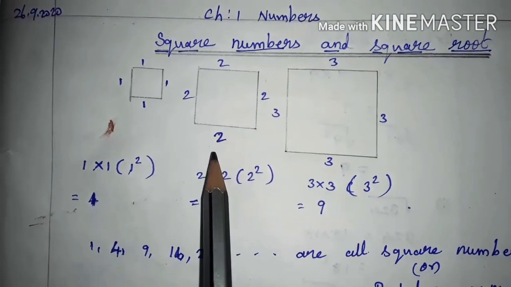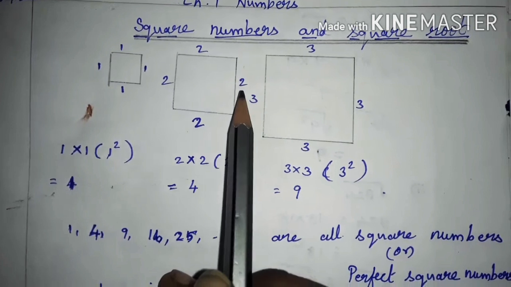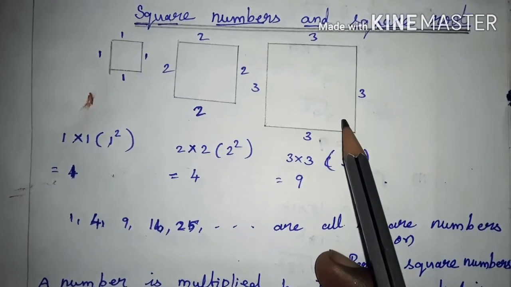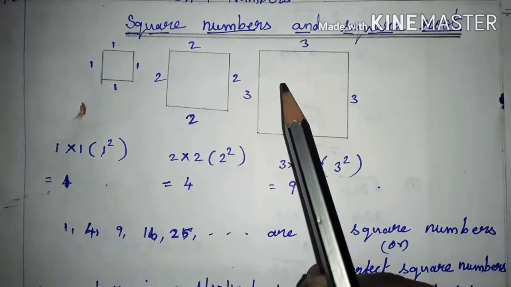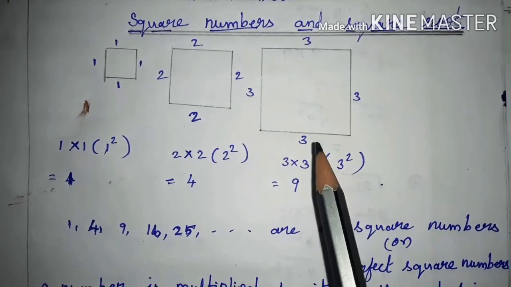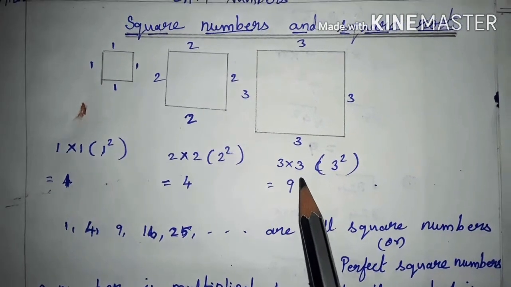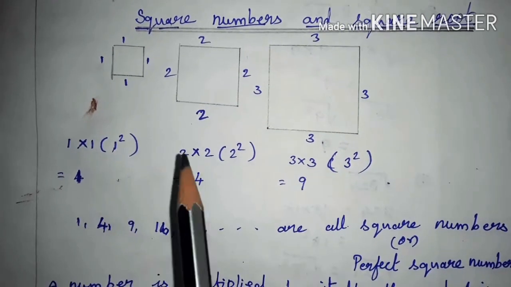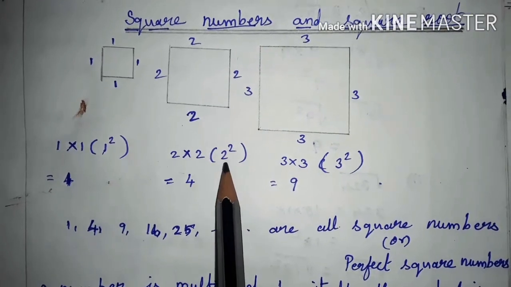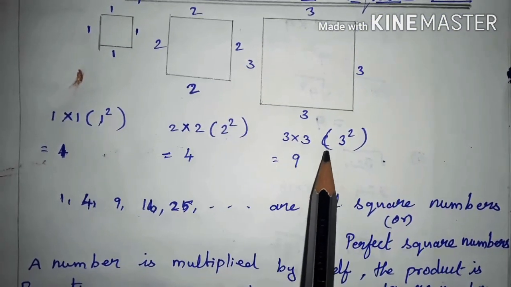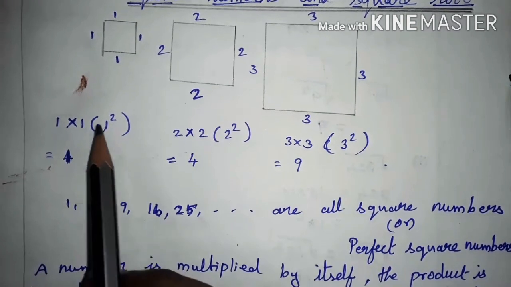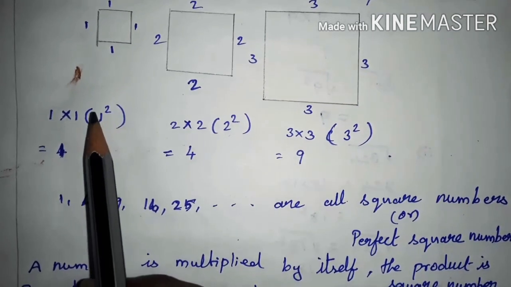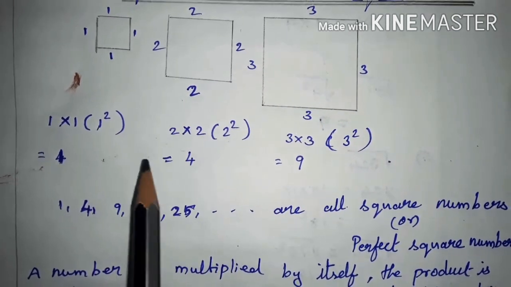From the second picture, the side of the square is given as 2 units and its area can be written as 2 into 2. Similarly, from the third figure, the side of the square is given as 3 units and this can be written as 3 into 3. This 1 into 1, we can write as 1 power 2. In the same way, 2 into 2 can be written as 2 power 2 and 3 into 3 as 3 power 2. The 2 on top stands for squared and it indicates the number of times the number appears.